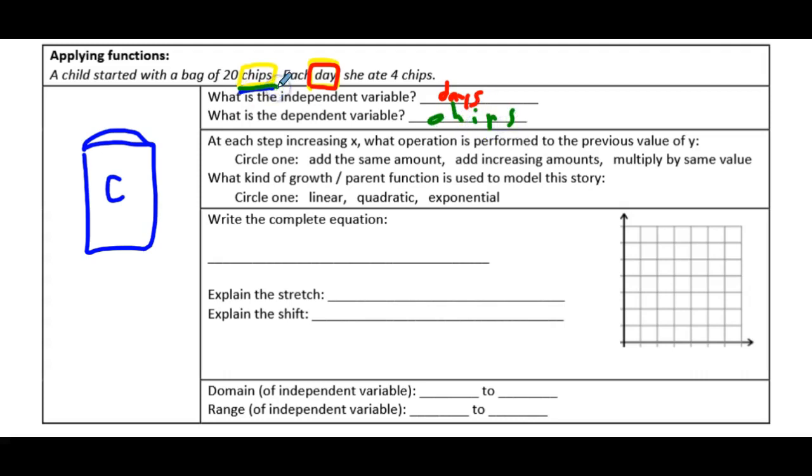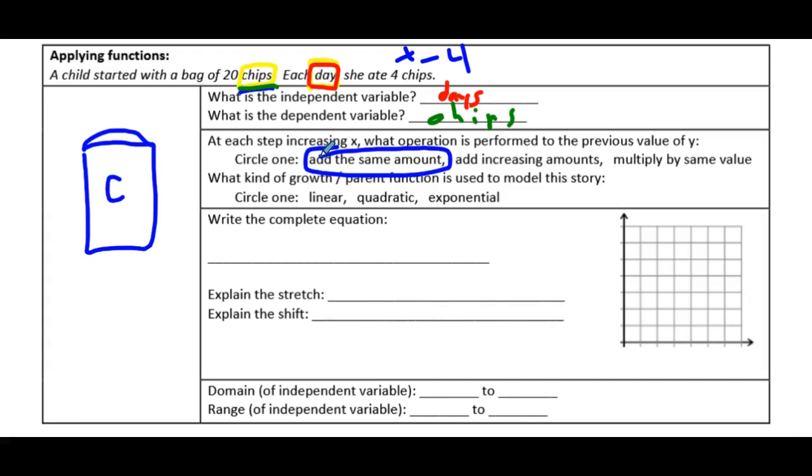Beautiful. Chips. At each step increasing x, what operation is performed to the previous value y? It says each day she ate 4 chips, which means each day 4 chips went away. We take away, subtract, not divide, but we subtract 4 chips. So we are adding the same amount every day. And it's hard because it's like, no, we're subtracting, but you can add negatives. So we can plus a -4, if that makes you feel any better about that idea. So we are adding the same amount. We are adding -4 chips a day.